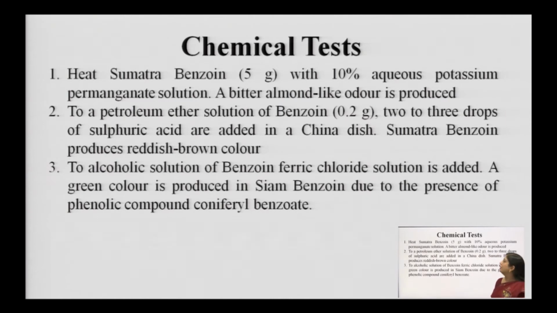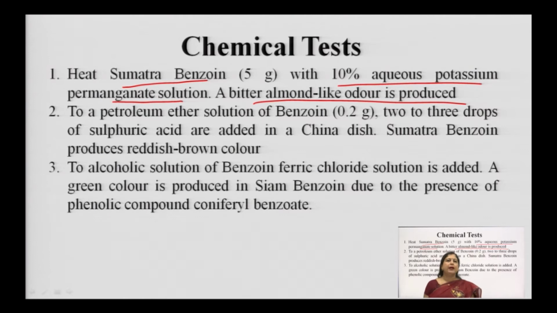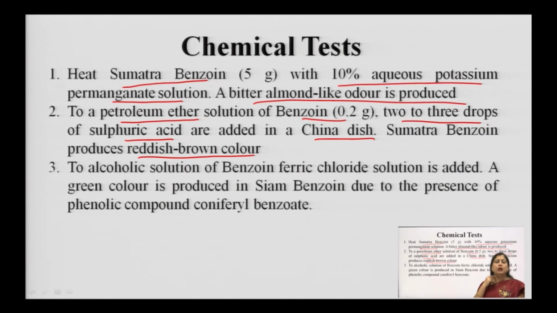The chemical test here is for both. If we heat Sumatra benzoin with 10% aqueous potassium permanganate solution, then a bitter almond like odor is produced due to the generation of benzaldehyde. We know benzoic acid is there, so if potassium permanganate is added, the carboxylic acid will get converted to an aldehyde, producing a bitter almond like odor. The second test is when to a petroleum ether solution of benzoin we add 2 to 3 drops of sulfuric acid in a china dish, then Sumatra benzoin generally produces a reddish brown color.